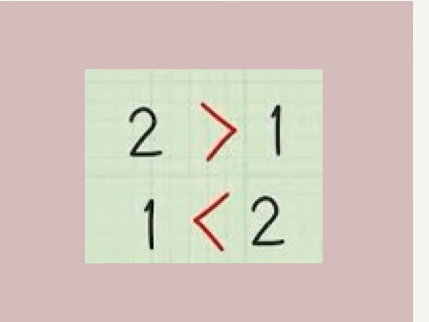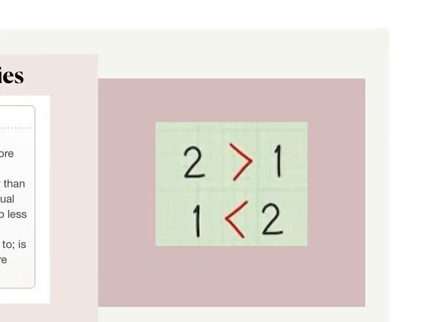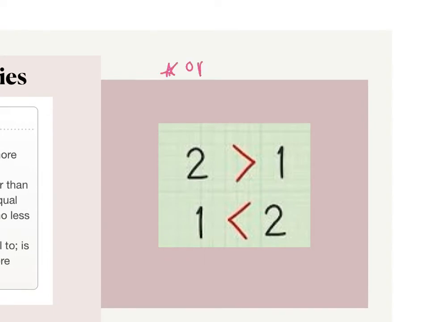So here's an example, super basic. We know that 2 is greater than 1. So we would read this as 2 is greater than 1. And we know that the open part is open to the bigger number. 1 is less than 2, so the open part is open to the bigger number here. So it opens to the bigger, or larger, number.